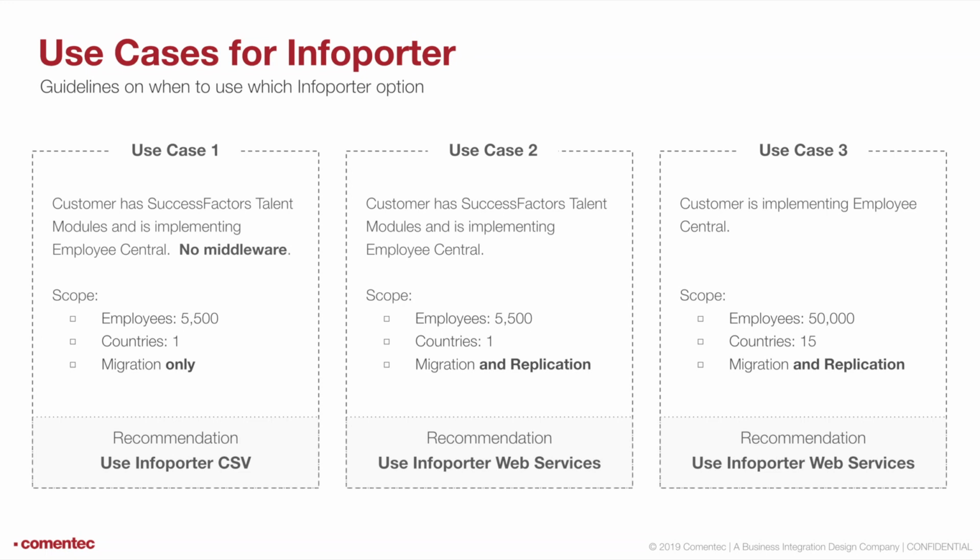The third use case is where the customer is implementing Employee Central. So here we're talking more complex, more high volume, 50,000 employees, 15 countries, and both migration and replication. Again, web services will be the better, more agile approach because, especially with 50,000 employees in 15 countries, there will be a lot of records that need to be transferred. So being able to do delta loads, being able to see those errors appear and be able to handle them and make sure that you go through each of them efficiently and agile is going to be a big advantage to your project implementation timeline.